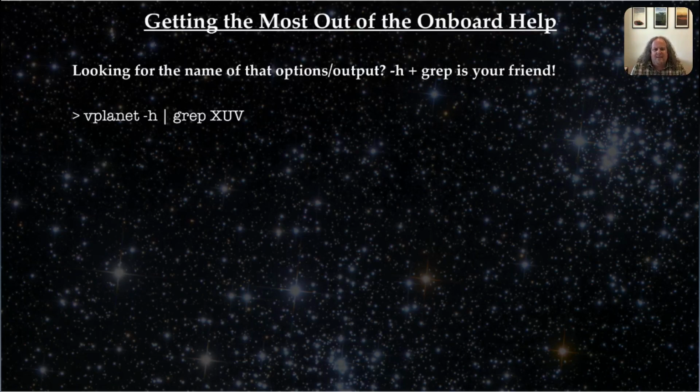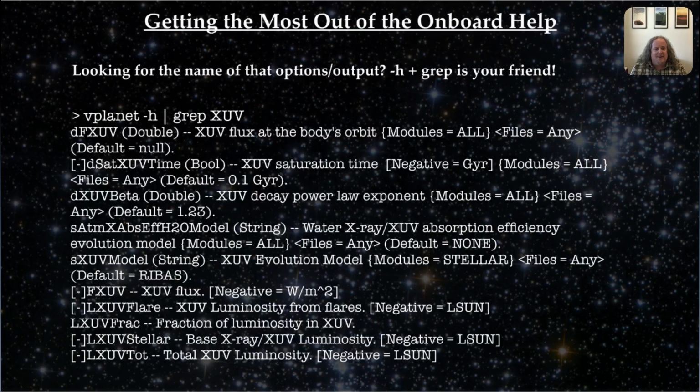If you run vplanet -h pipe grep XUV, for example, then all the options and outputs that refer to XUV will be printed to your terminal. This command returns many lines from the onboard help, some of which are options and some are outputs. Remember that any of these results that start with a lowercase letter are options, while those that do not are outputs. All right, that concludes this introduction to the input files.